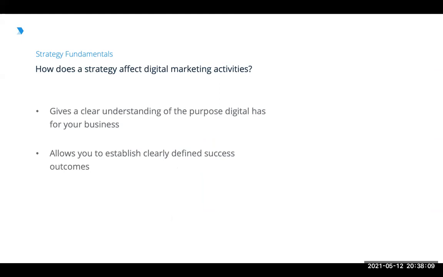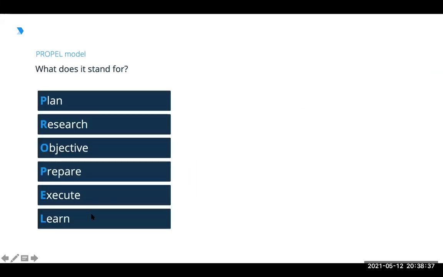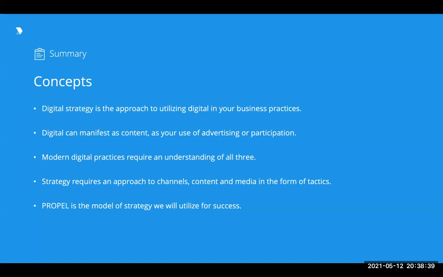How does a strategy affect digital marketing activity? It gives a clear understanding of the purpose digital has for your business and allows you to establish clearly defined success outcomes. And that is very, very important. We spoke a little bit about some of the core components of digital strategy. This is partly why I mentioned content marketing in our last class. We were introduced to the notion of tactics. We mentioned the whole notion of media strategy and also the channel. I don't want to get into all of that.